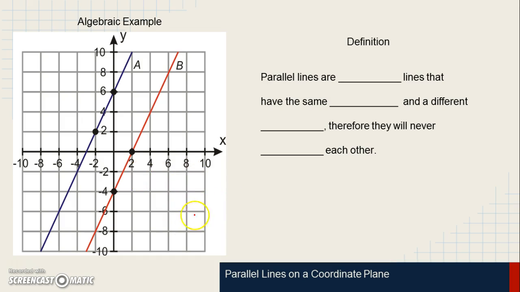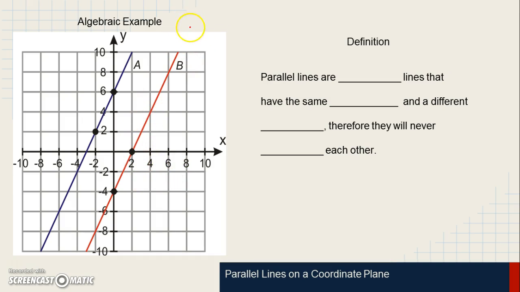Because we're talking about parallel lines, the first thing we need to do here is just identify and define what parallel lines are. That way we can use the definition to accurately solve problems that involve parallel lines. So here is a graph of two lines, line A and line B, and they are parallel lines. And we're going to use this image to come up with a definition for parallel lines.